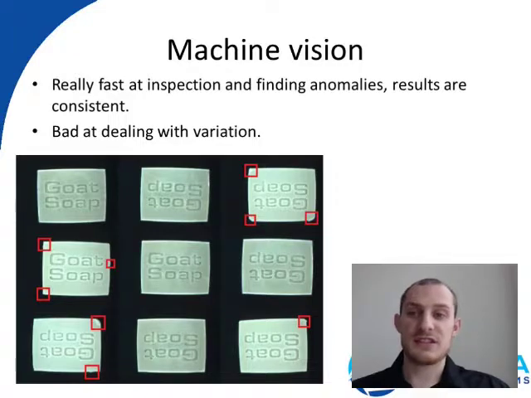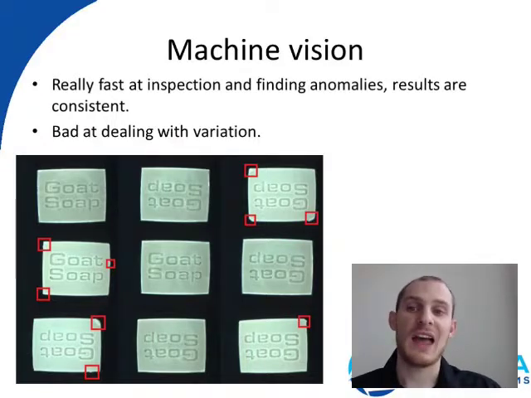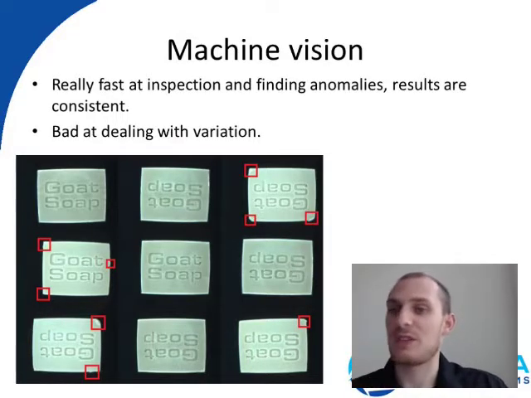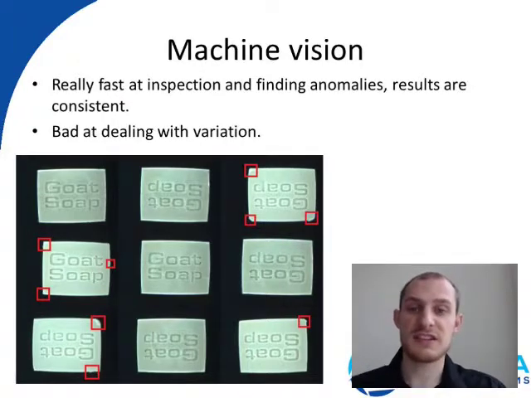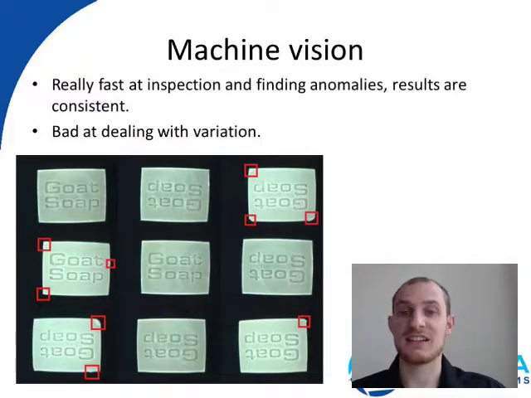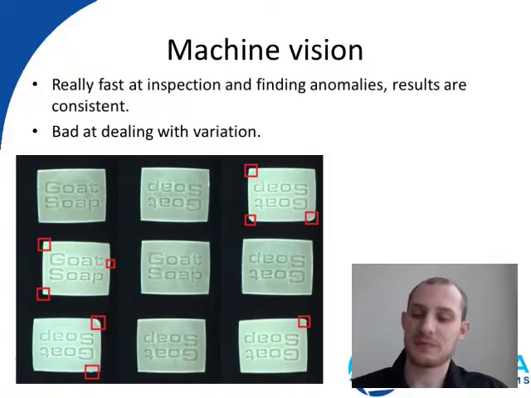So with machine vision, really fast at inspections and finding anomalies, the results are always consistent. However, it's bad at dealing with variation. So if you've got a machine vision system, it really needs to be consistent. Now, what's nice about this is that human vision is really bad at consistent, boring tasks with fine detail. However, machine vision is actually really quite good at it.